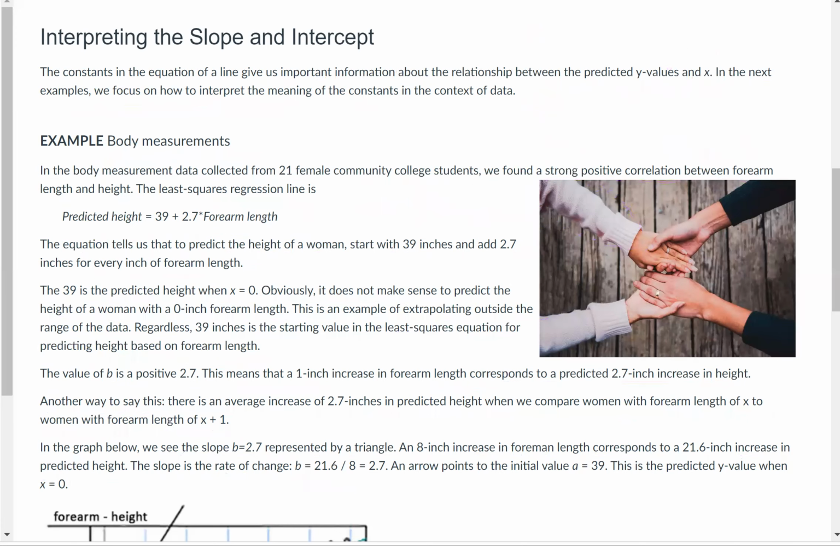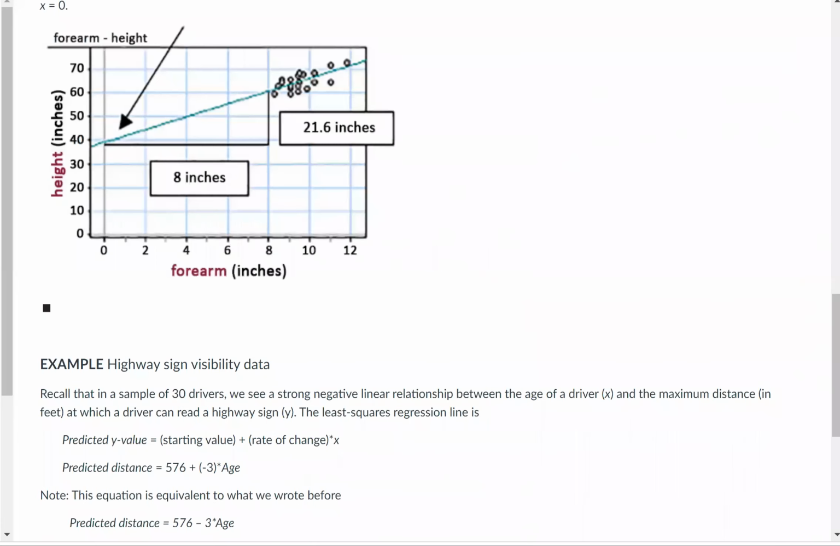Now let's go ahead and scroll down and look at that. Okay, that looks exactly how described. The y-intercept is here, but that doesn't make sense in our example. But if you go out 21.6 inches in height, that'd be kind of crazy to think about, 21.6 inches taller than another person. That would mean that their forearm length is 8 inches longer.